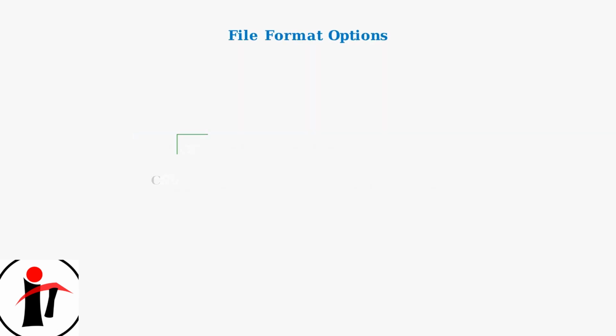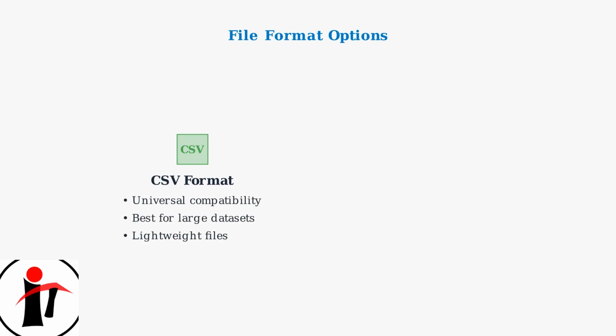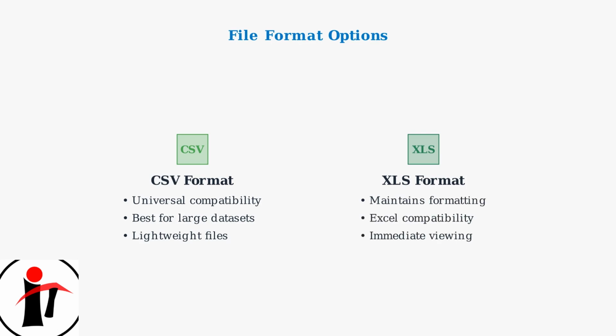You can export contacts in 2 main formats. CSV format offers universal compatibility and is best for large datasets with lightweight files that work across all platforms. XLS format maintains formatting and provides Excel compatibility for immediate viewing and editing, making it ideal when you need to work with the data right away.